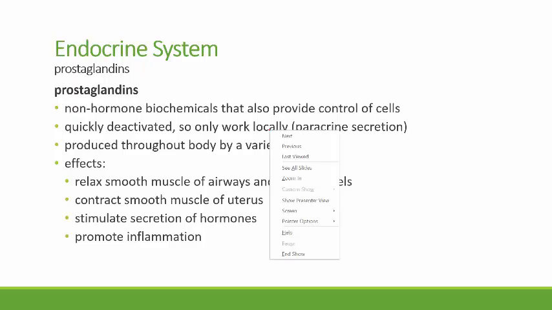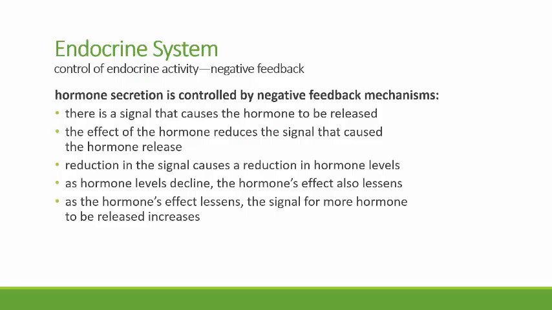Alright, so the last piece that this lecture involves is how we let an endocrine gland know that it's time to release the hormone that the gland has produced. Hormonal secretion is almost always controlled by negative feedback. So we have a signal that causes the hormone to be released.